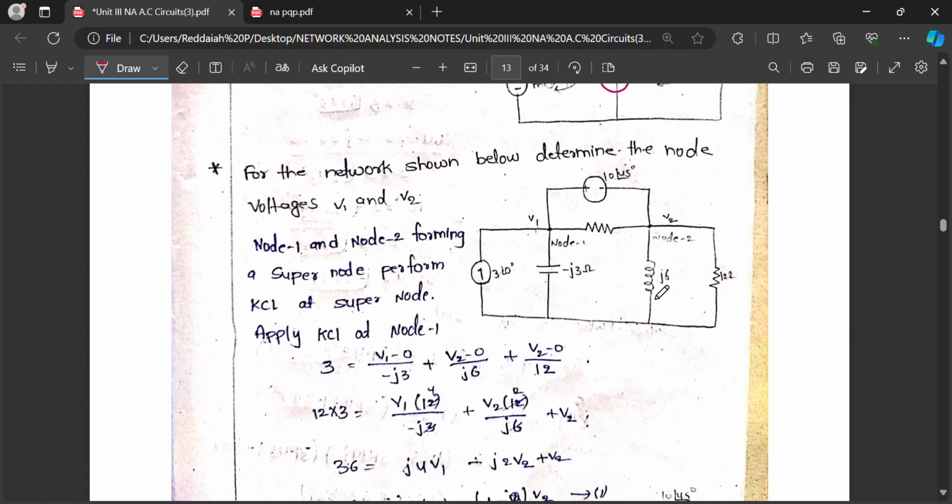Now, for the circuit shown below, determine the node. This problem was asked in a previous exam.